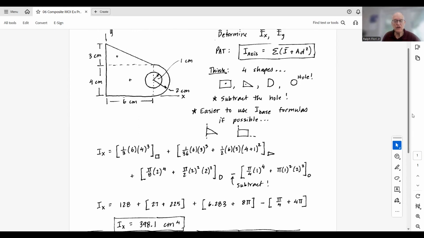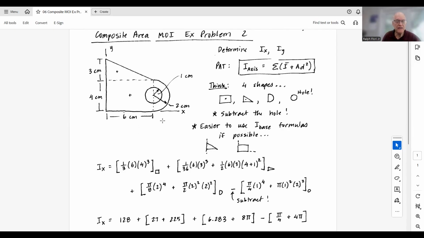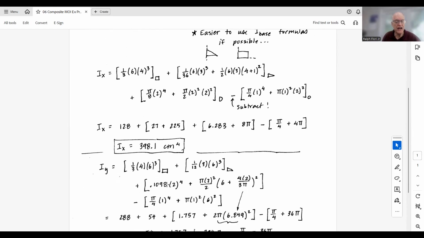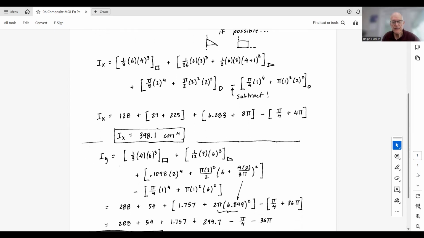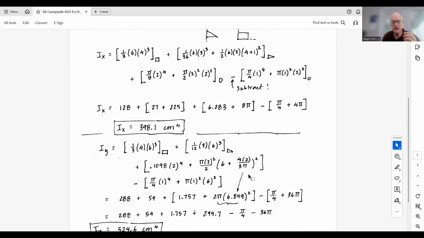For the half circle, the I bar about this axis that's parallel to the y is 0.1098, 2 to the fourth, plus the area, which is pi r squared over 2, or pi times 2 squared over 2. And then the distance from the centroid of this half circle all the way to here is 6 plus 4r over 3 pi. So 6 plus that is 6.849. And I'm going to square that.